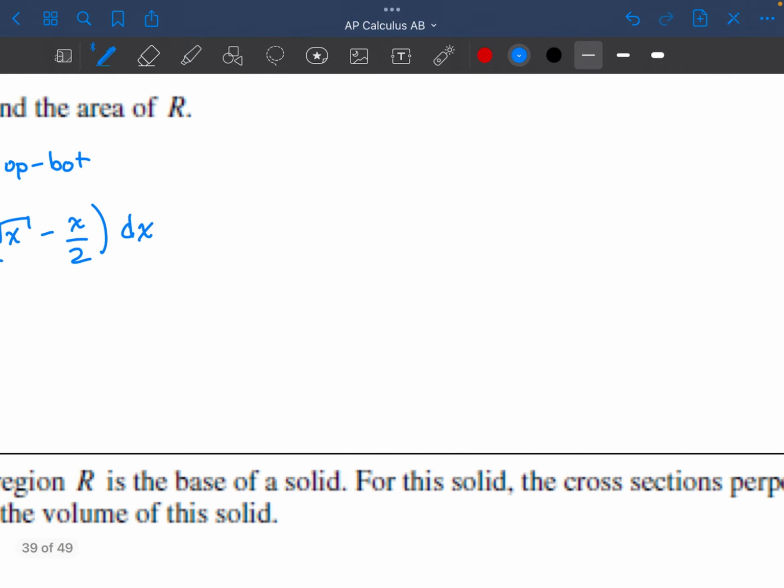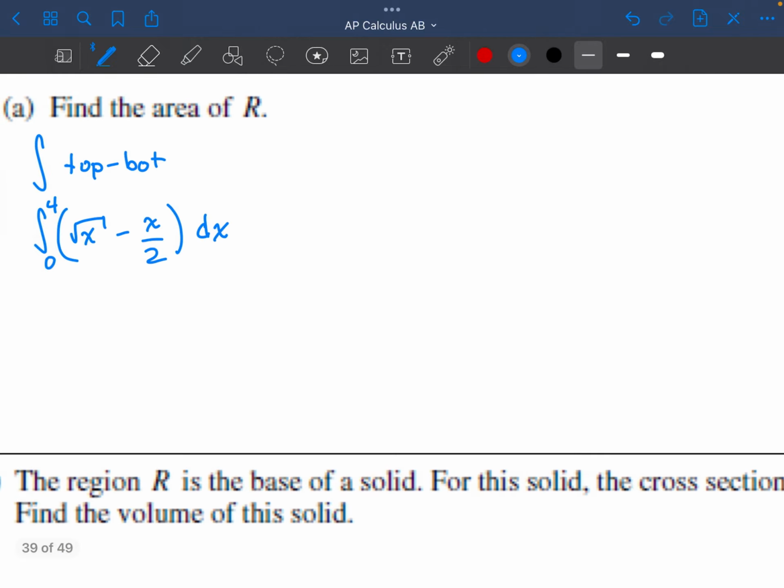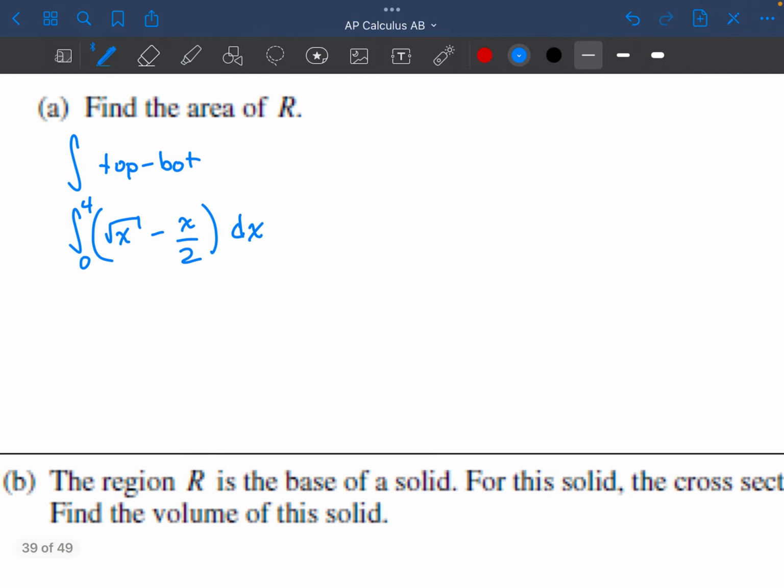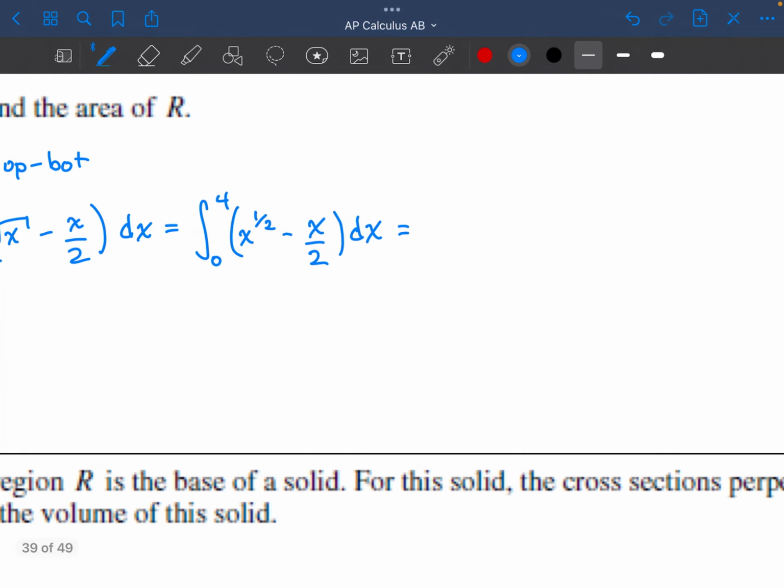So I'm going to go ahead and rewrite this without the radical symbol, and that'll help us a little bit. So this is going to be equal to the integral between 0 and 4 of x to the power of 1/2 minus, and I think another easier way to think about this is 1/2 of x, but it's the same thing as just x over 2. I don't think that makes it any easier. That function dx. Okay, well, we're ready to do the antiderivative.